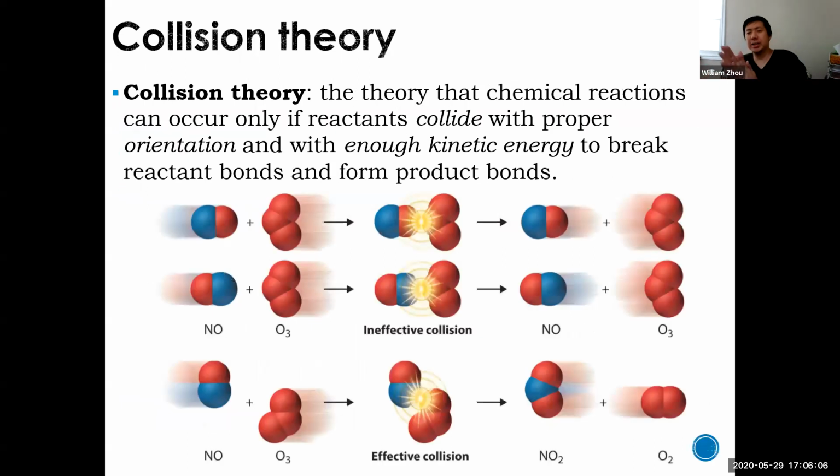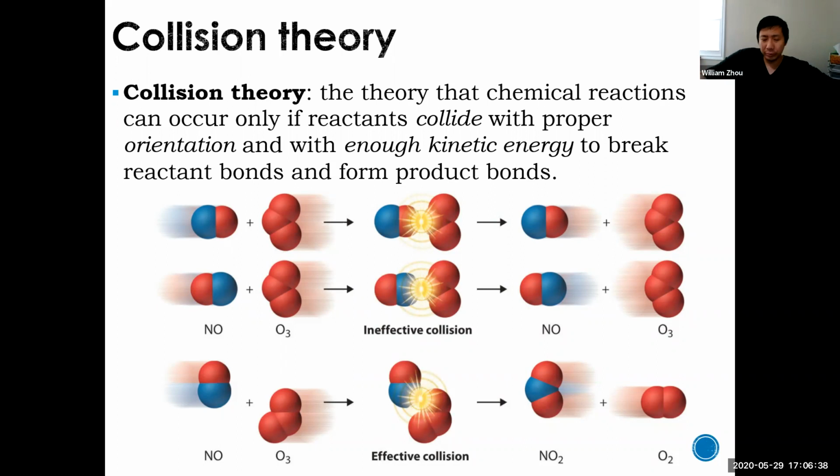So collision theory says chemical reactions occur only if reactants collide with proper orientation and enough kinetic energy. So in the first two rows in the picture, you have NO plus O3. All right, NO smashes in with O3 in the first row. The oxygen is hitting the ozone. The product, well, nothing changed. They just bounce back, and that's exactly the same as reactant, so that is ineffective.